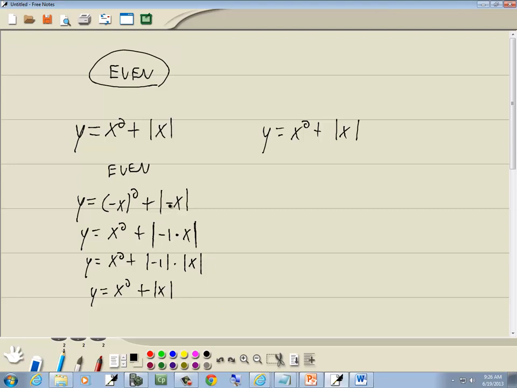Basically, if you have a negative in front of your absolute value, or a negative inside the absolute value, you can just drop it, just like I did there. Now you see this equals our original function. Since it does, that means it's even. And if it's even, I don't have to go through and check if it's odd for a function.